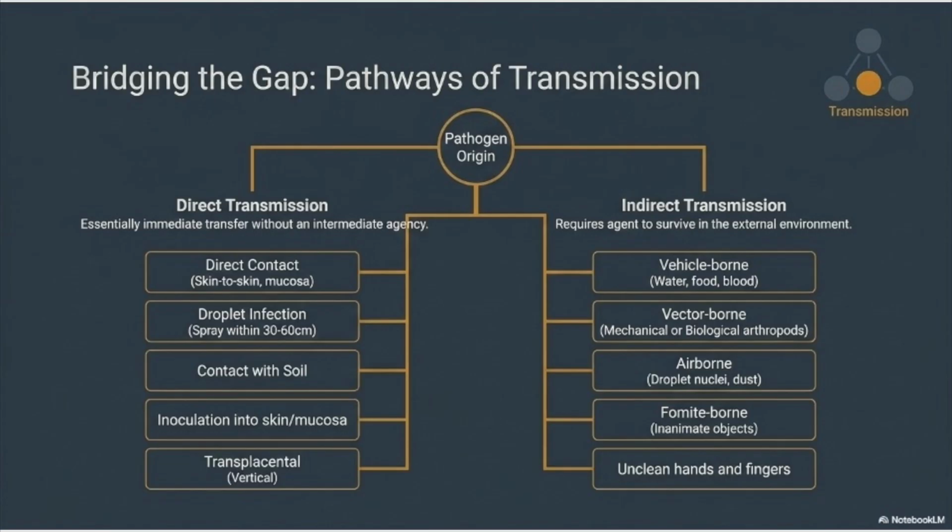It includes direct contact, droplet infection, contact with contaminated soil, inoculation through skin or mucous membrane, and transplacental transmission from mother to child. Indirect transmission requires the pathogen to survive outside the host before infecting another person. It includes vehicle-borne transmission through food, water, blood, and milk, vector-borne transmission, airborne transmission through droplet, nuclei, or dust, fomite transmission through contaminated objects, and transmission through contaminated hands and fingers.